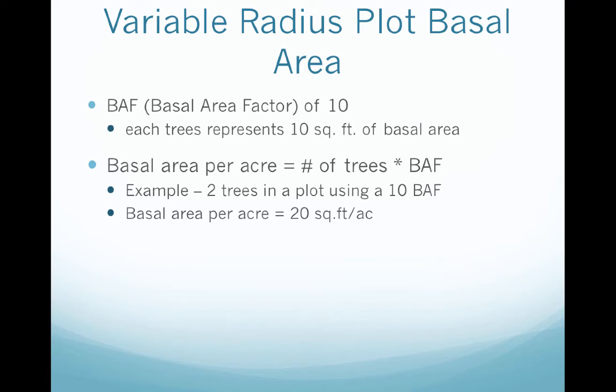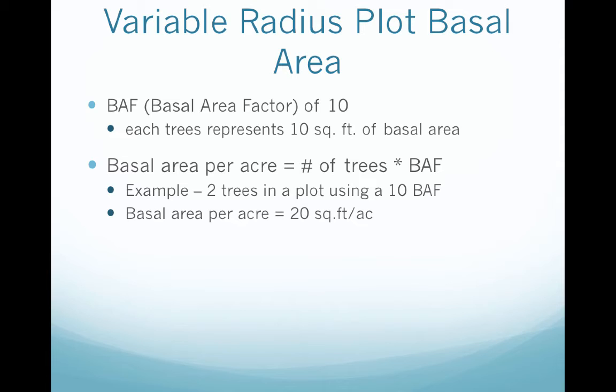Variable radius plots, again, there are trade-offs, and one measurement is usually simpler than the other. So for basal area, the basal area per acre is really super easy to estimate, and it's one reason why foresters use this, because you can calculate your basal area per acre right when you're in the field. So it uses your basal area factor, so again, the type of prism you're using, so maybe it's a basal area factor of 10, maybe it's 20, maybe it's 5. But each tree represents whatever that basal area factor is.